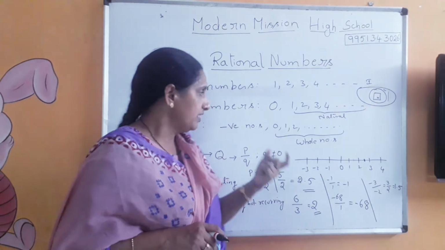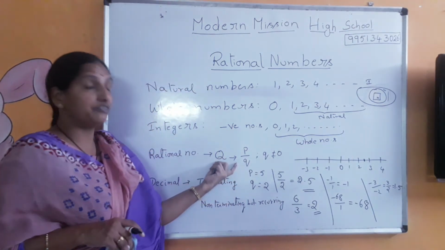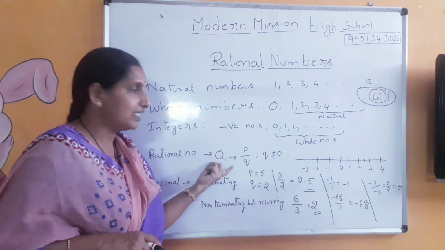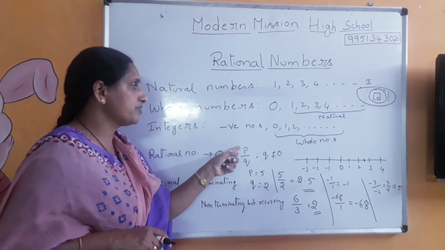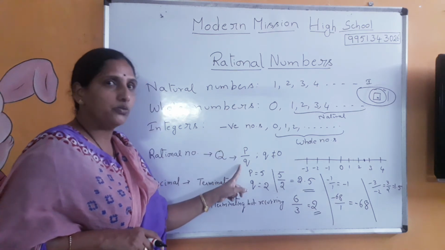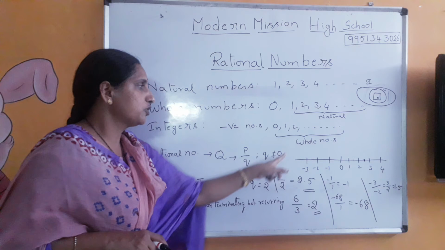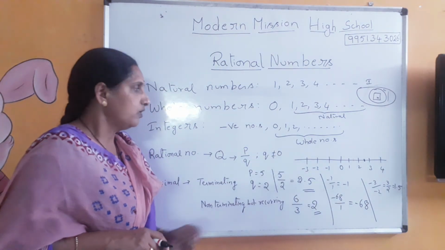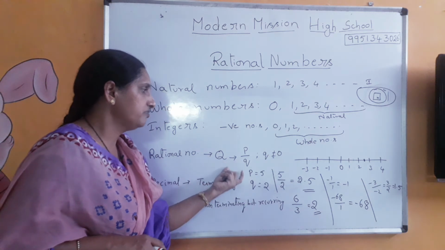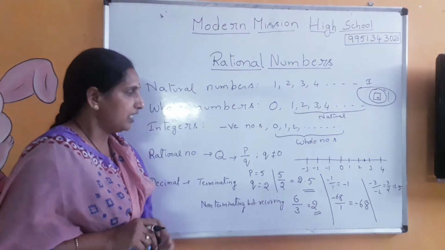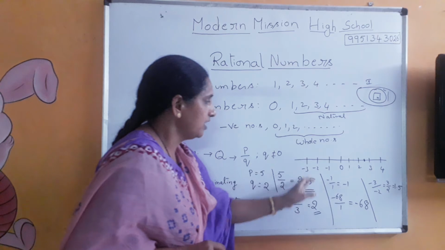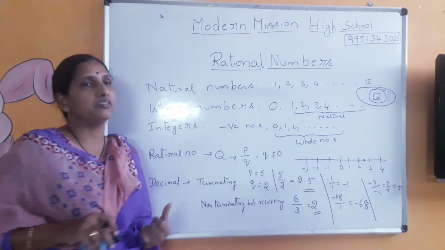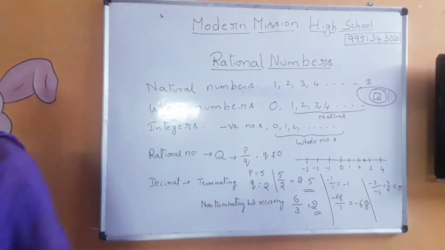Therefore, a rational number is defined as a number which can be expressed in the form of P by Q, where Q should not be equal to 0. That is how we define a rational number, and these are examples of rational numbers. Pause the video for a second and please try to copy that.